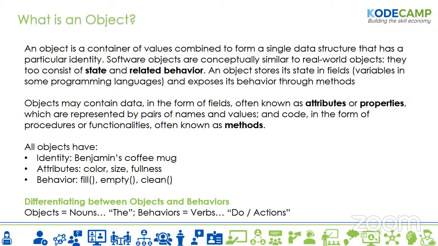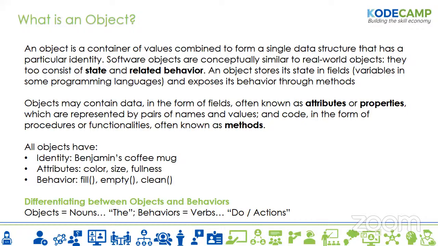okay? So an object is a container of values. An object is a container of values combined to form a single data structure that has a particular identity. So let me break it down. Now, when we say a container, you think of it as, okay, this object is a container, and there are certain things that you put in it, so as to make it well described as what it does.